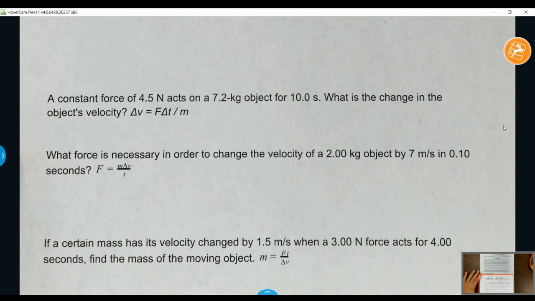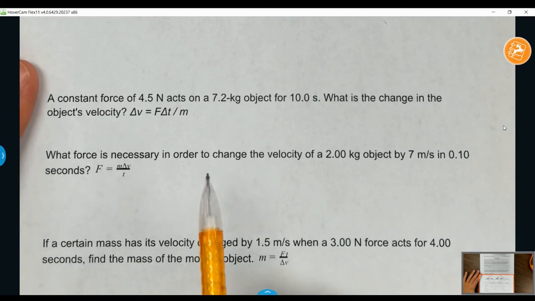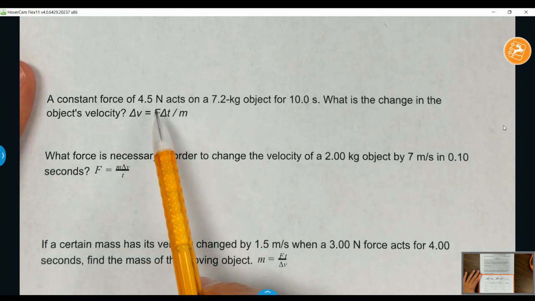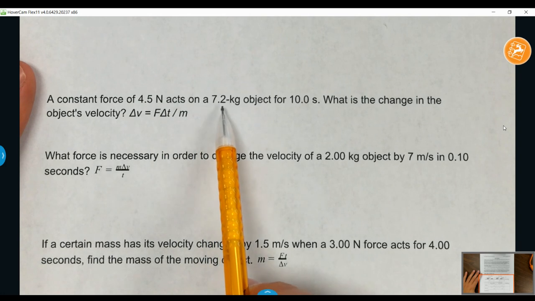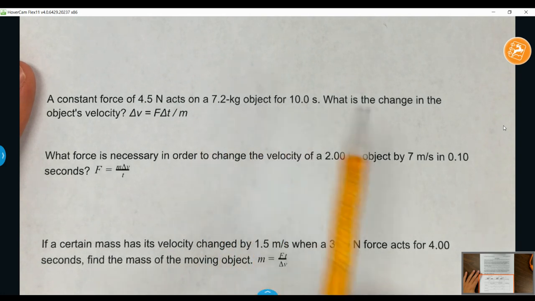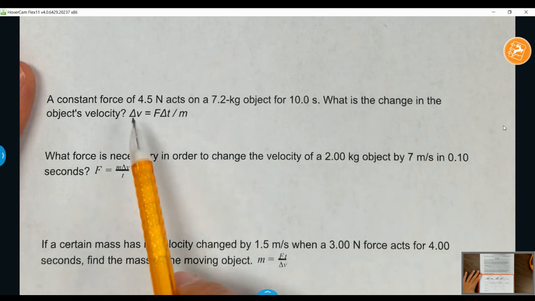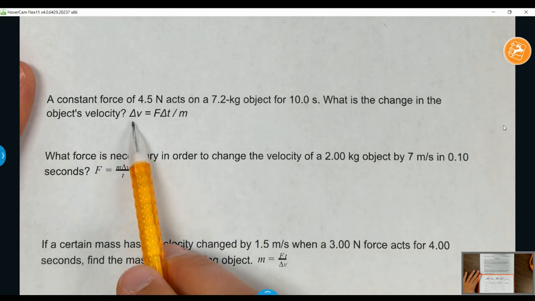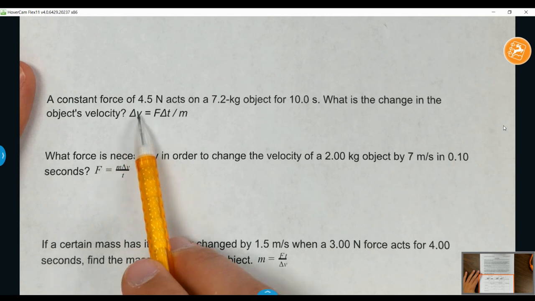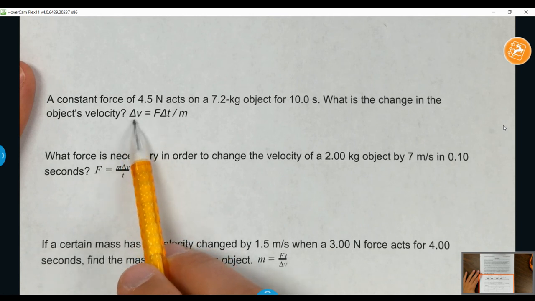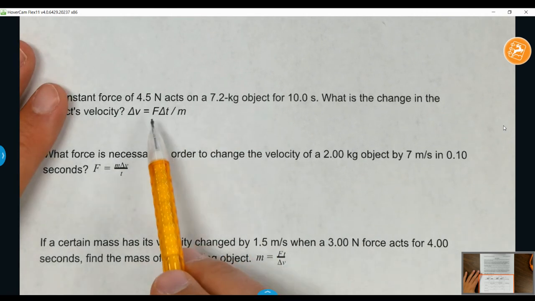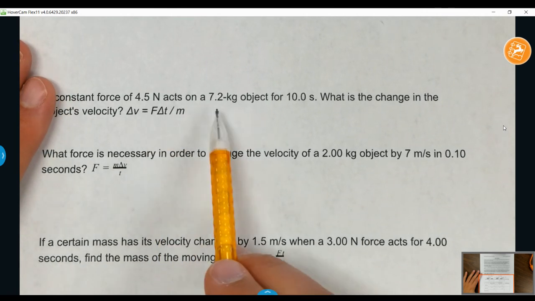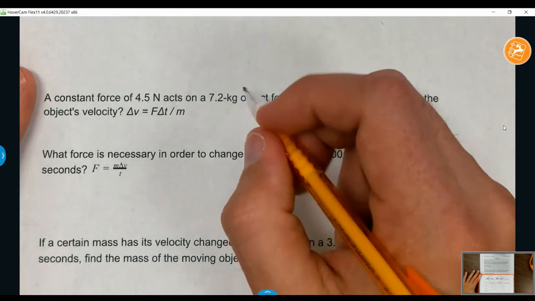So if a constant force of 4.5 newtons acts on a 7.2 kilogram object for 10 seconds, what is the change in the object's velocity? So the equation is given to you here. This symbol right here means the change of. So you're finding just delta v, the change of velocity. So you have force, you have time, multiply those two together, and divide by the mass.